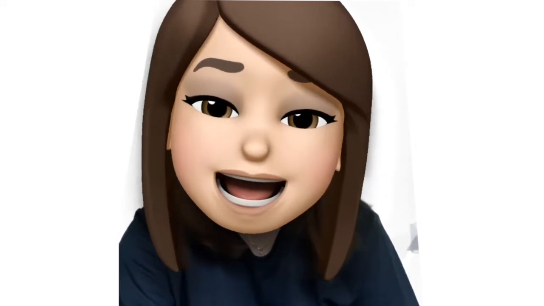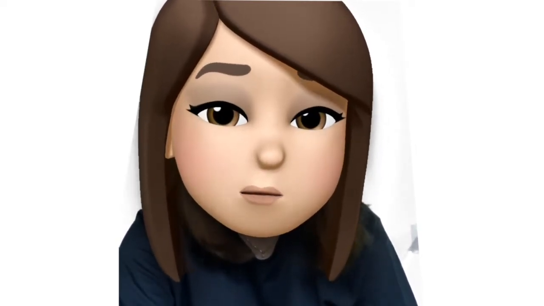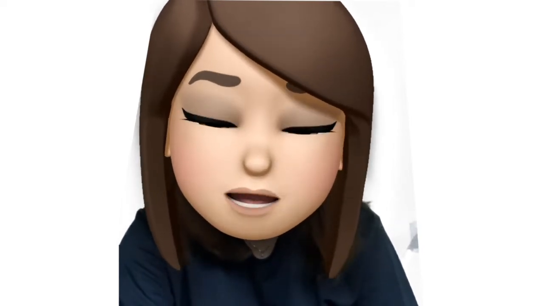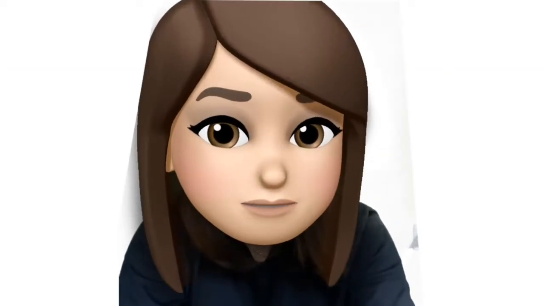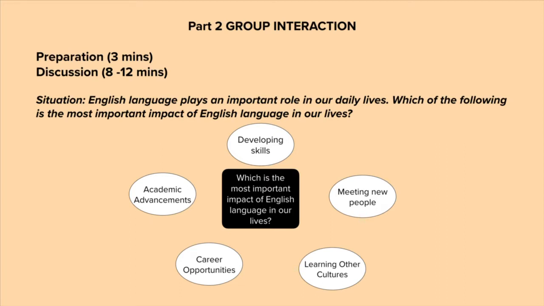In this video, I will be sharing with you how to tackle MUET Speaking Test Part 2 Group Interaction. In Group Interaction, Part 2, you can expect a situation based on the same theme given to you in Part 1, individual presentation. You may choose any of the ideas given in the stimulus, and you may also add ideas which are not stated in the stimulus, but are relevant to the topic.